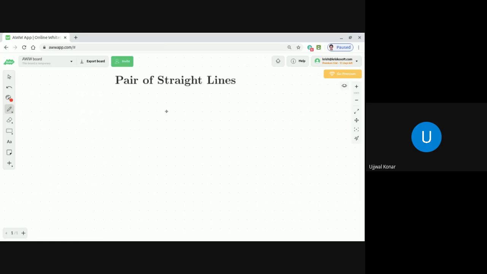So, what is a pair? Pair means two. That is why we define it as pair. Pair of straight lines means two straight lines. Now we are going to see how we can jointly represent the two straight lines. So let me first draw the coordinate axis.